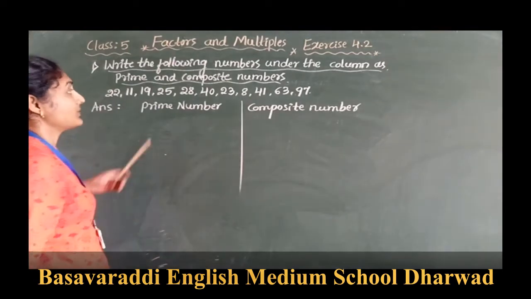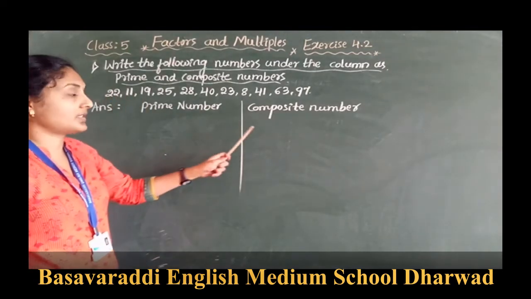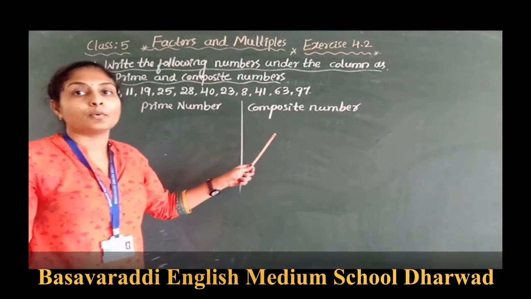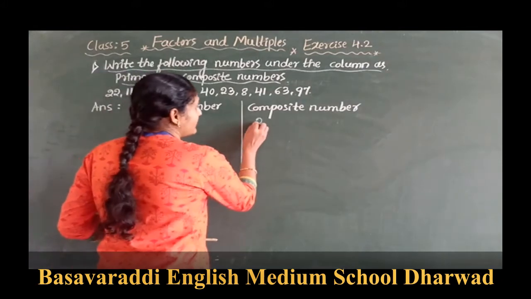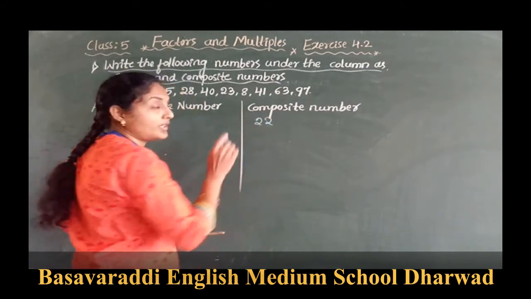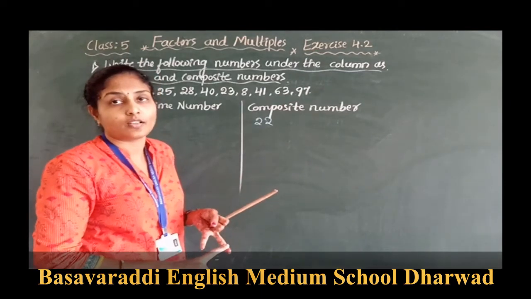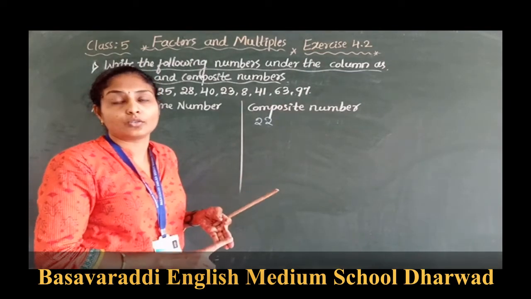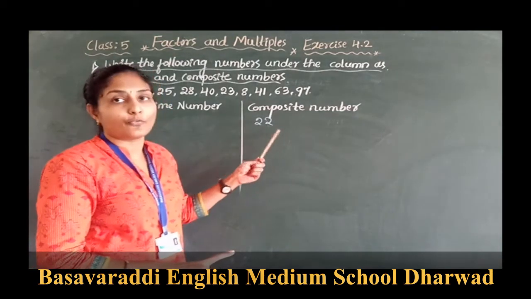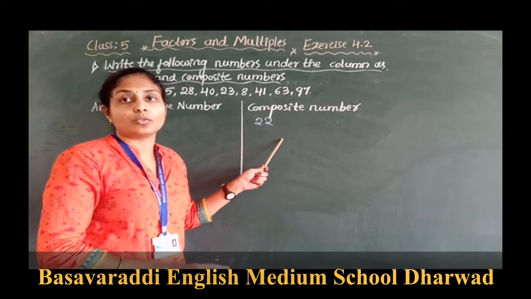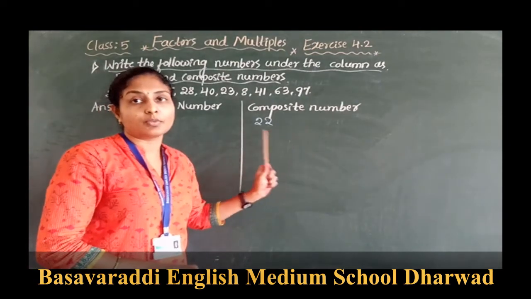Yes, choose the numbers. 22 is a composite number. Why? Because it has more than two factors. How? 22 is divisible by 1, by 2, by 11 and by 22. So it has four factors. So 22 is a composite number. Okay, write 22 in the composite number column.